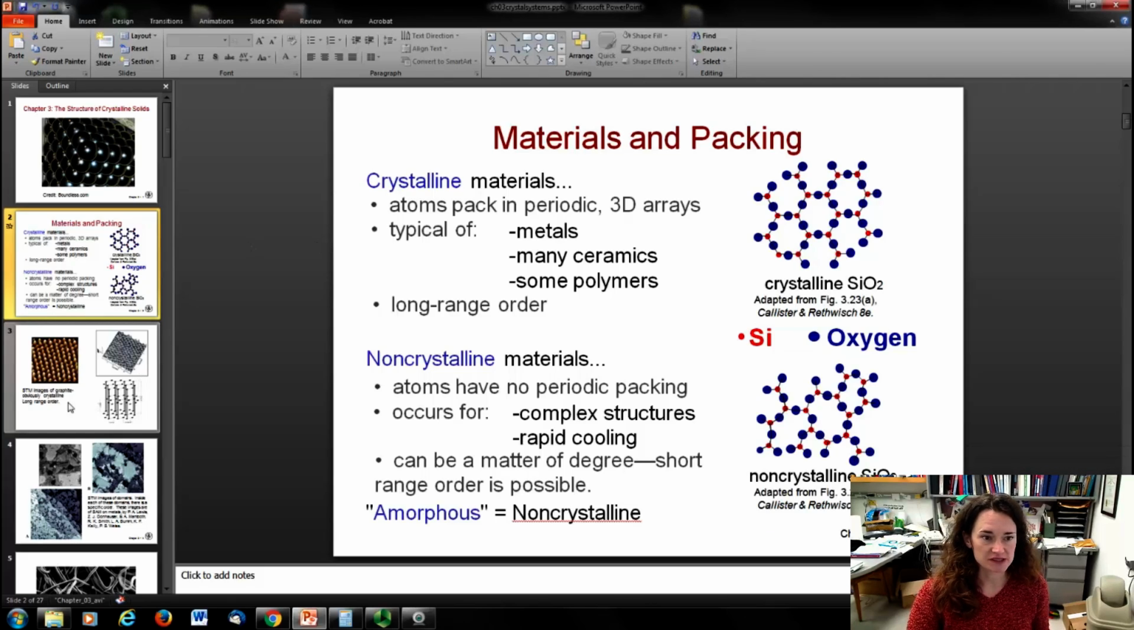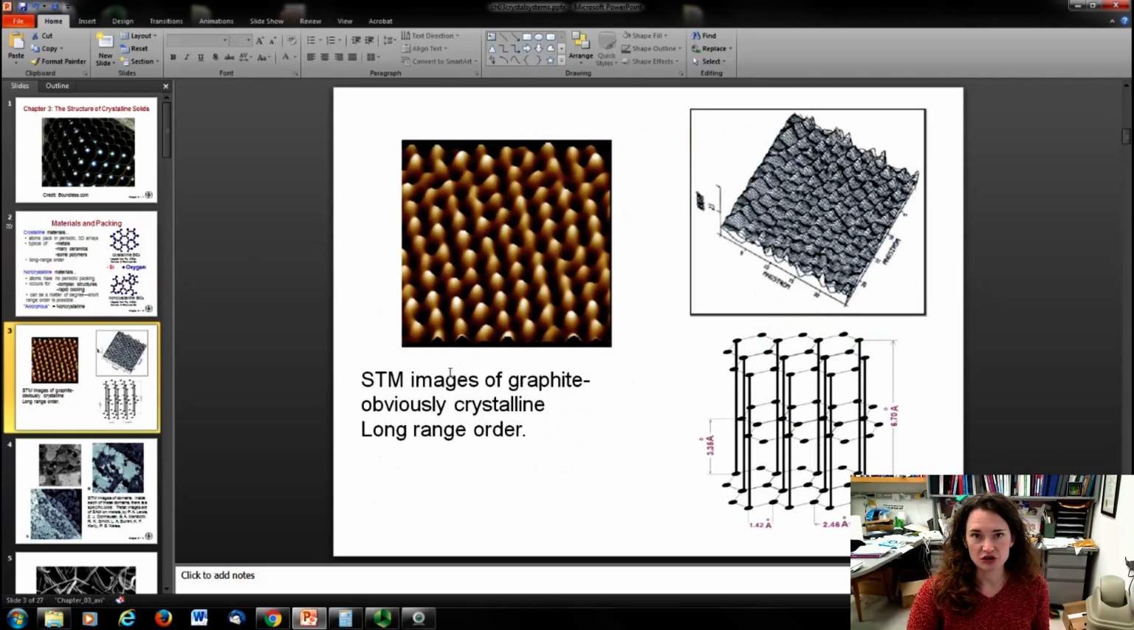So here's just a few examples that I have to show you for crystalline materials. This is a scanning tunneling microscope image of graphite that we took here at Appalachian State. And you can see here that this is very ordered. So this is obviously a crystalline material with long-range order. If you look at what the structure looks like in sort of a topo plot, then you can see it there. And just borrowing from the web a little bit, this is what the structure of graphite looks like in 3 dimensions.